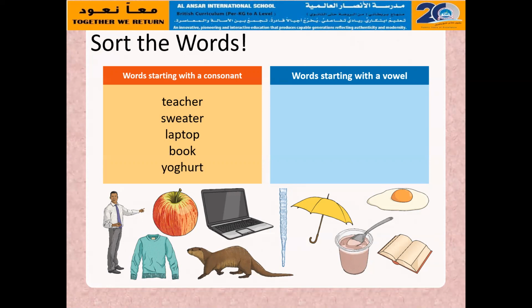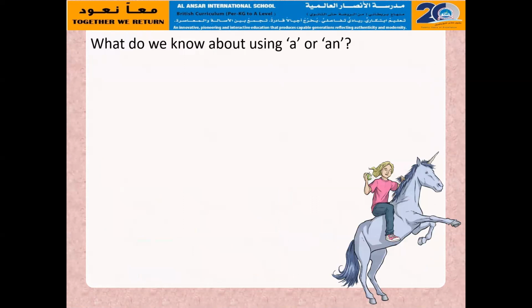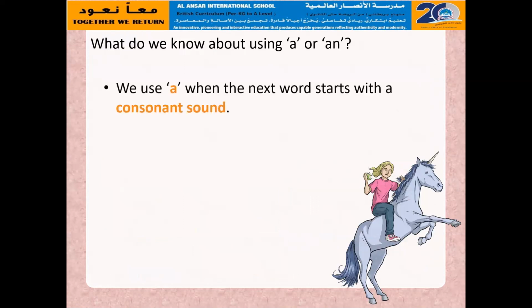Now, let's see which words begin with a vowel. Egg. E from A, E, I, O, U. Apple. A from A, E, I, O, U. Otter. Umbrella. And icicle. Well done. Now that we have sorted these words, let us learn about how to use a or an.